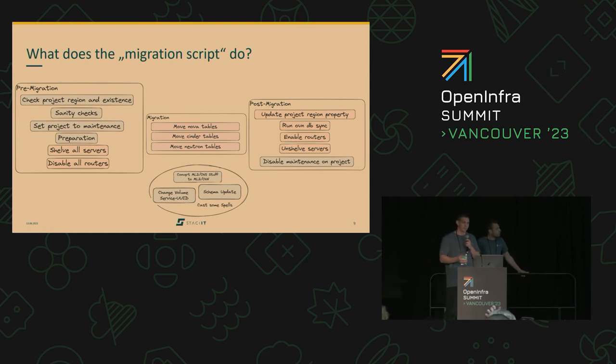And after that, we enable the routers and unshelve the servers. And then we disable the maintenance mode. After the unshelving of the servers, basically the downtime for the customer stops. To be honest, the part from shelving the servers to the unshelve usually took like 2 to 3 minutes, but the bottleneck was definitely the OVN DB sync, which with high load took a lot of time.